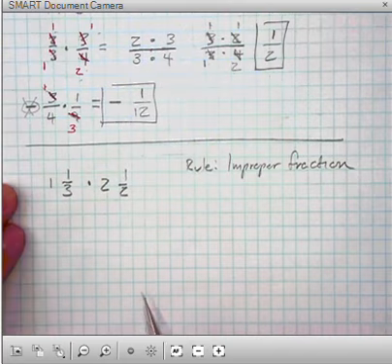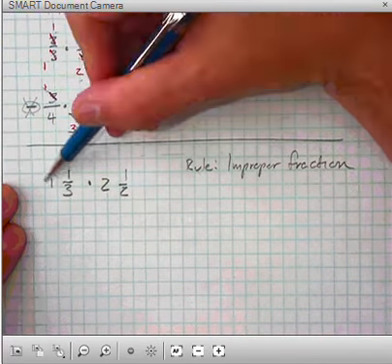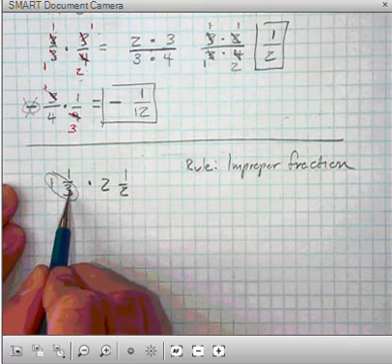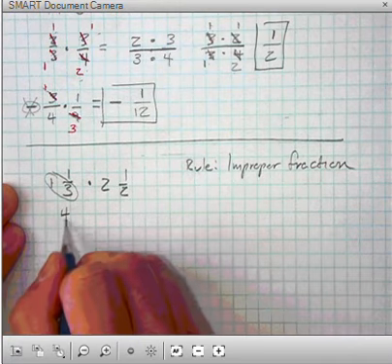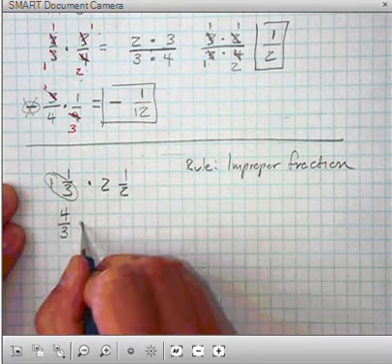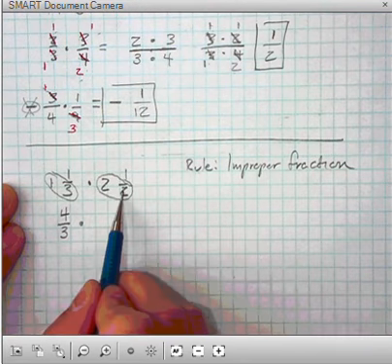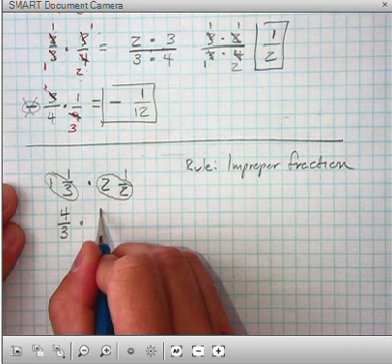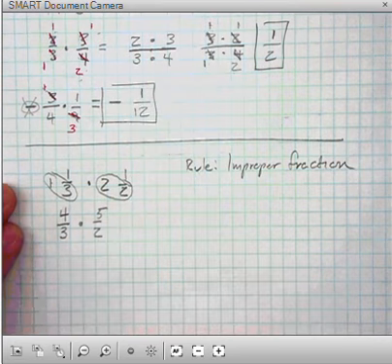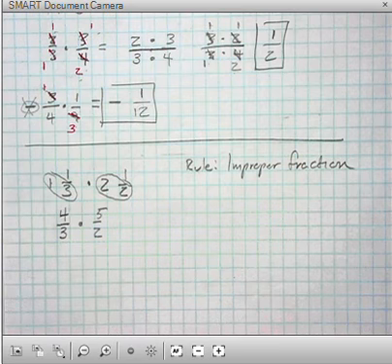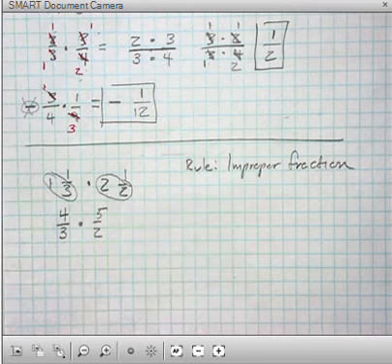So to turn this into an improper fraction, I multiply the whole number out front times my denominator. 1 times 3 is 3, plus 1 gives me 4. That's 4 over 3, times, multiply my second fraction. 2 times 2 is 4, plus 1 is 5 over 2. You see anything there I can simplify? Once you turn them into improper fractions, then you multiply them just like you did up above.